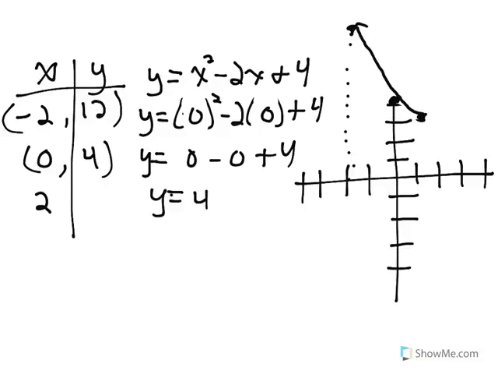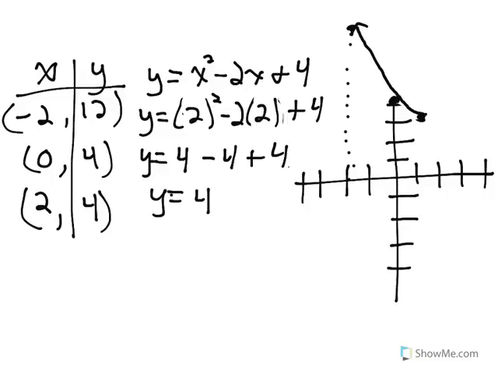Now I need to find the other side, and I can do that by using the positive 2. That will give me 4 minus 4 plus 4, which equals 4. I can plot that set of coordinates. x is 2, y is 4, right here. So I know the other side is coming up this way.